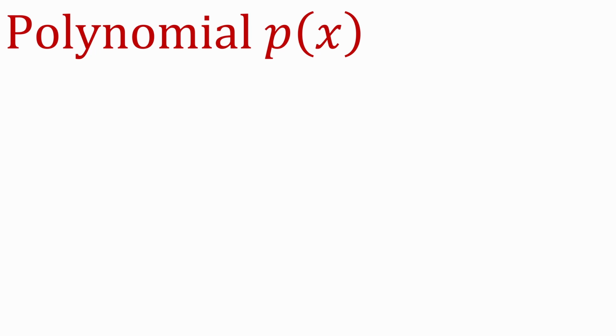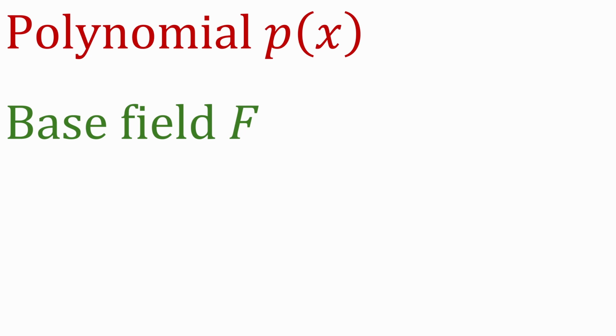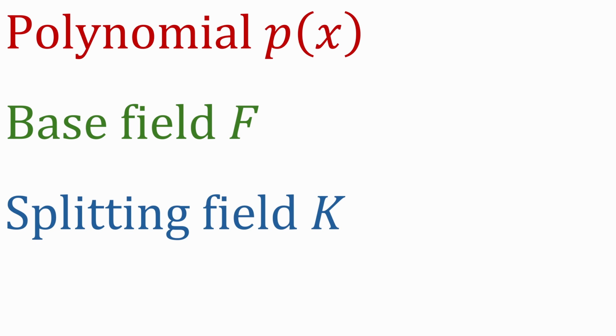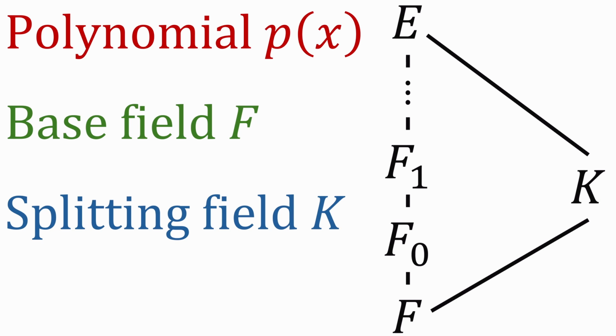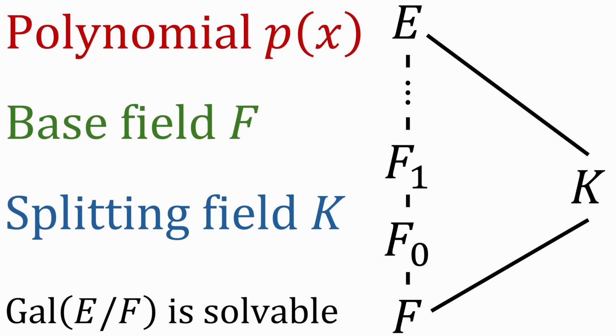I'll summarize what we've done so far, and then there's one more thing we need to talk about, and then we can get on to the unsolvability of quintics. Let P of x be a polynomial. Call the smallest field containing the coefficients F. Call the smallest field containing the roots K. If this polynomial is solvable by radicals, then there exists some tower of cyclotomic and Kummer extensions from F to some field E, such that E contains the splitting field K. The Galois group of the extension E over F is then solvable.